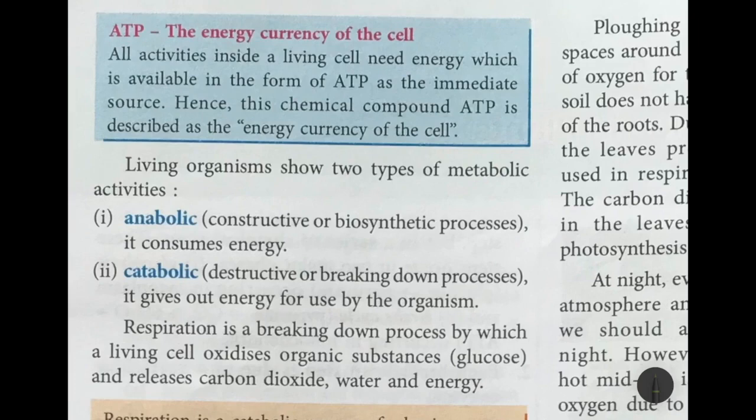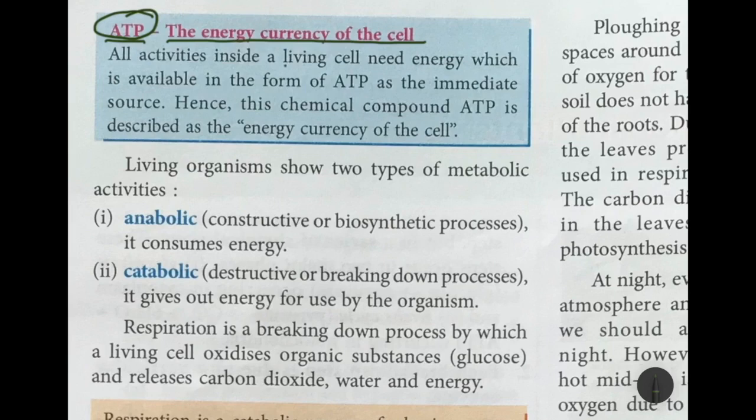Now, ATP in biology is also known as the energy currency of the cell. So you may get this as a one word question. Name the following: the energy currency of the cell. What will your answer be? ATP, or adenosine triphosphate.